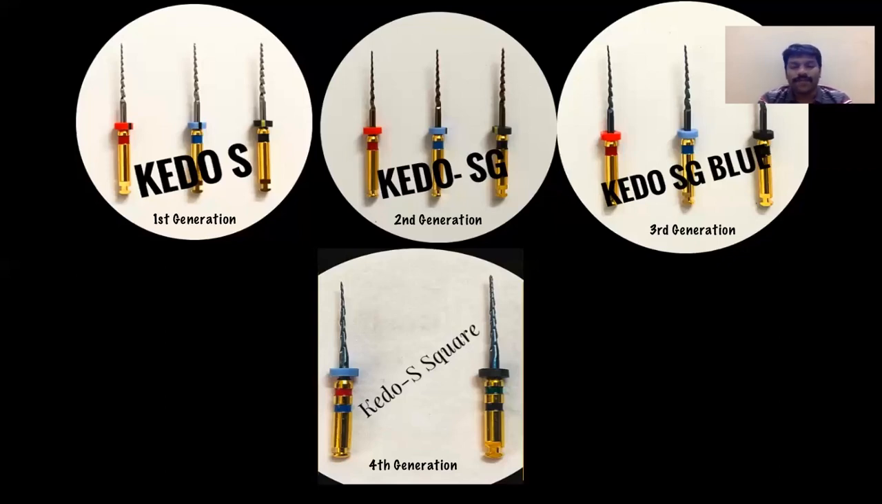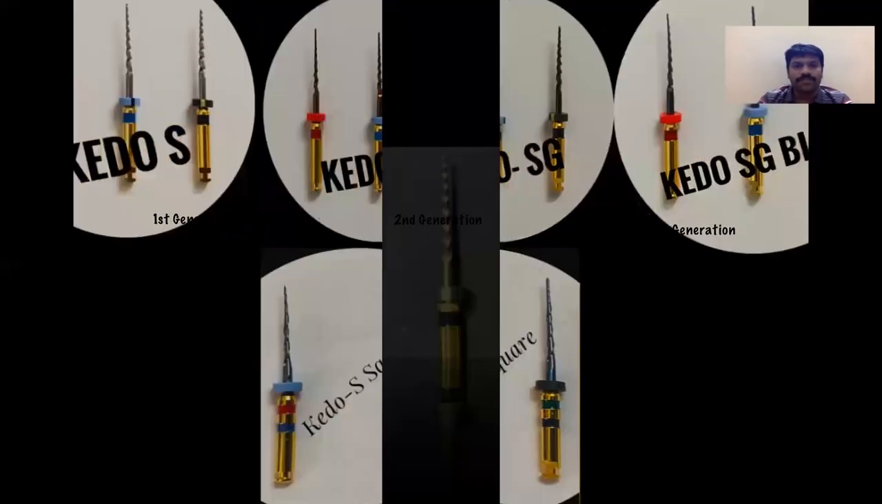So what is the taper? The taper is anywhere between 4 to 8% in each file. It can be 4% at a particular point, 6% at the second point, and again come back to 4%. So it is a variably variable taper file. So that is the system which is available.